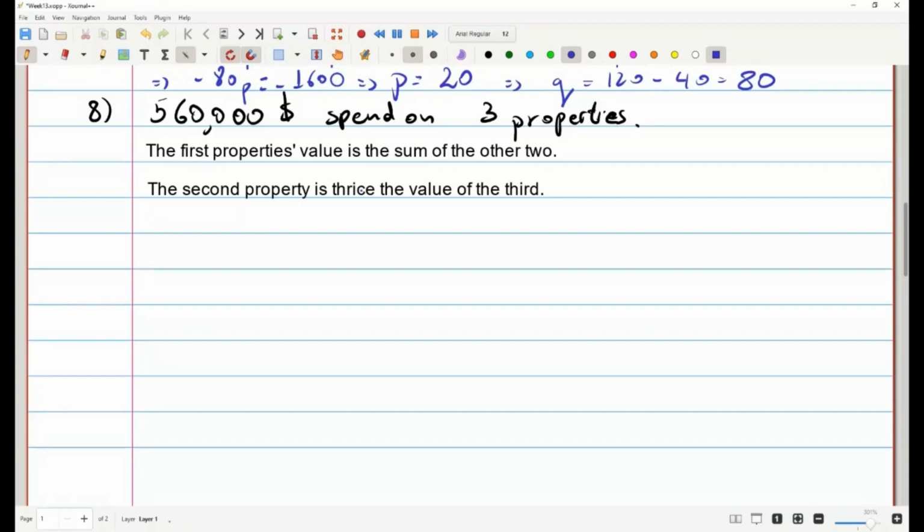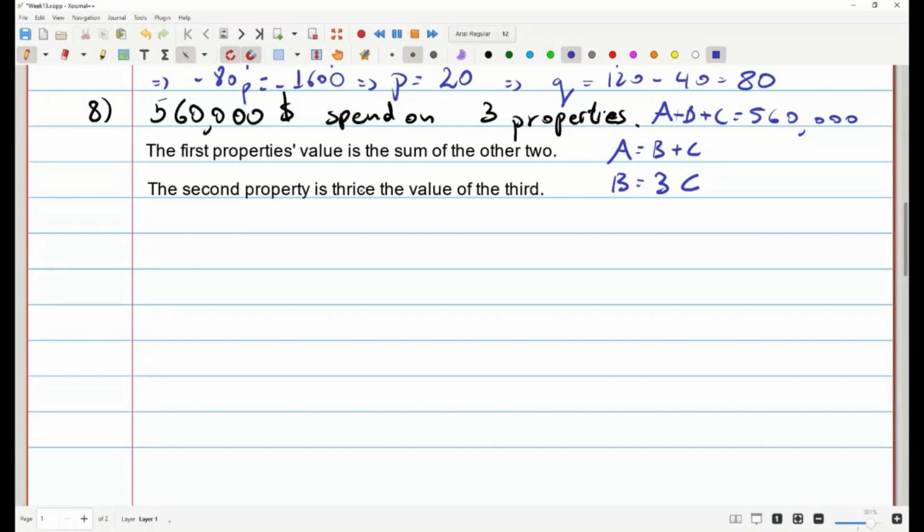Now, with that in mind, we are told that the total cost of those properties is 560,000, and hence the sum of those must be equal to that number. We are told that the first property's value is the sum of the other 2, and that gives us the equation A is equal to B plus C. Lastly, we are told that the second property is thrice the value of the third, which gives us B is equal to 3C.